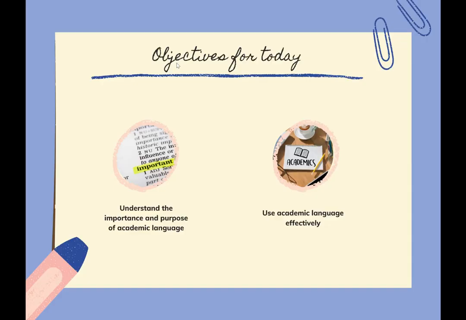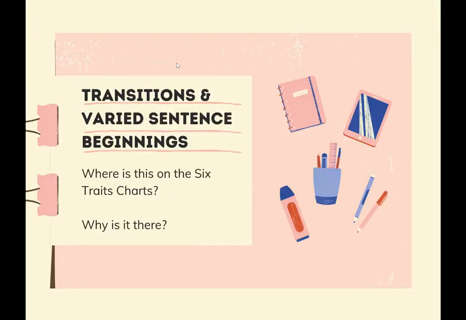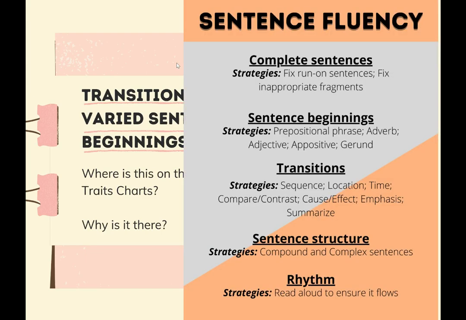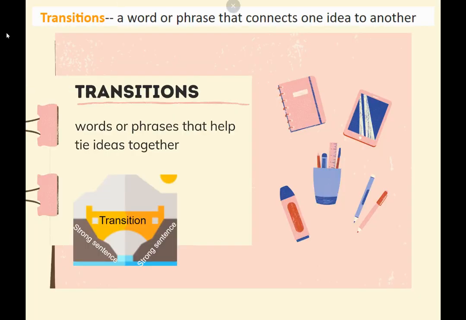Okay, hopefully you understand the importance of academic language in your summary and you added it to your paragraph. Next, we are going to talk about using transition words. Where would transition words be in the 6 traits of writing? It's going to be in sentence fluency because transition words help connect your ideas. And this is what yours should look like.